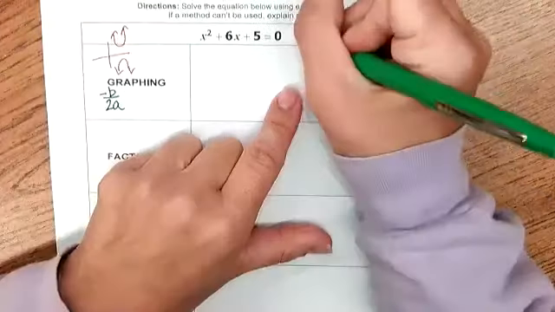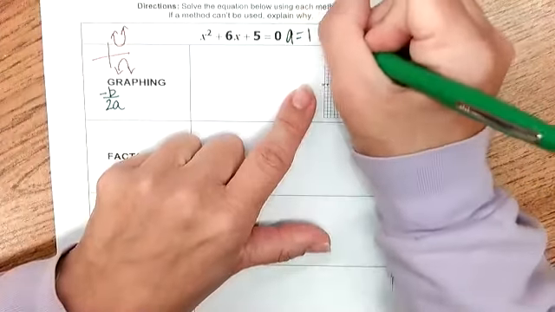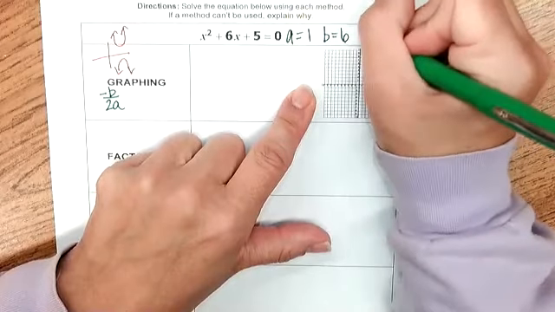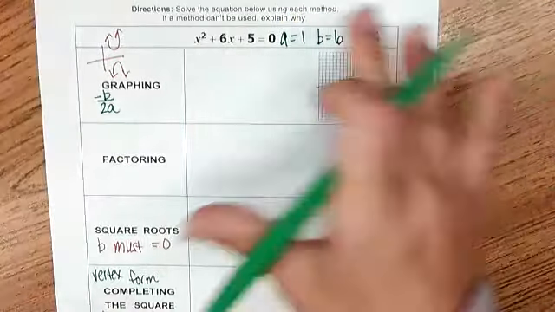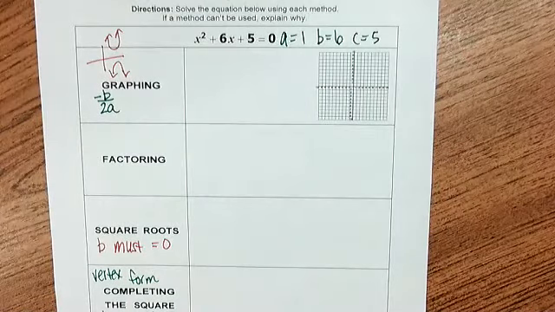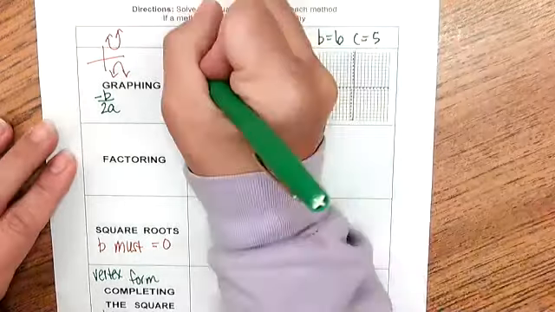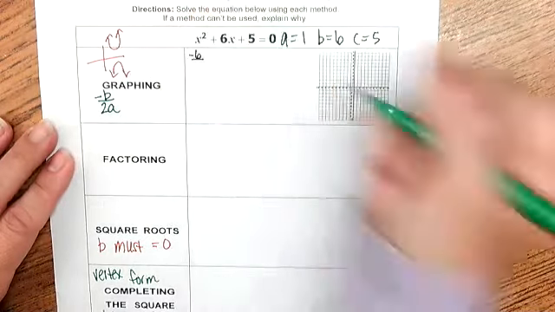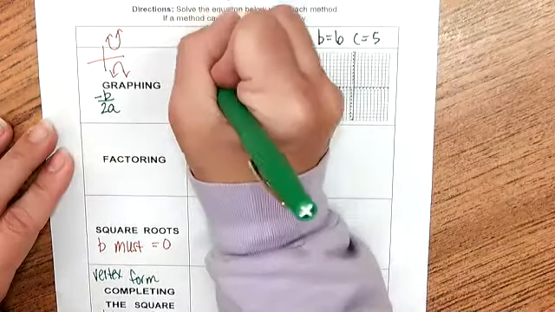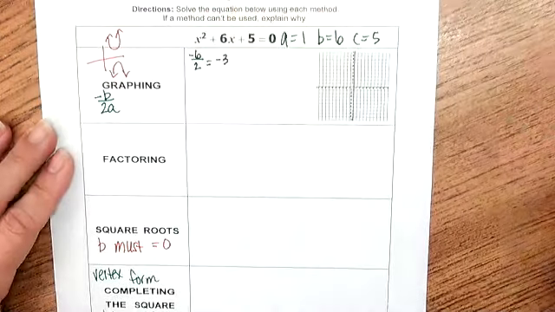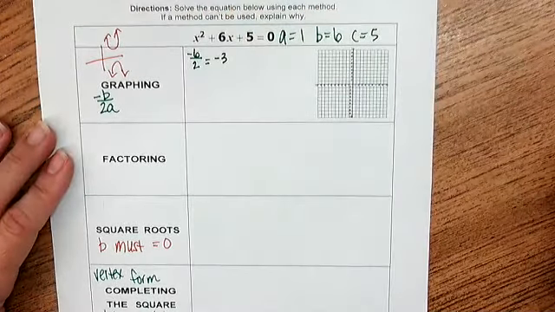Let's just write this off to the side. a is 1, b is 6, c is 5. No matter which method we use, this is the case. Okay. Opposite of b over 2a. So negative 6 over 2a, which is 2. The vertex is at x equals negative 3.